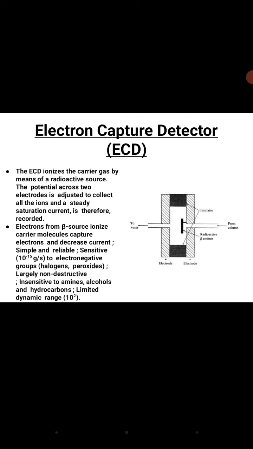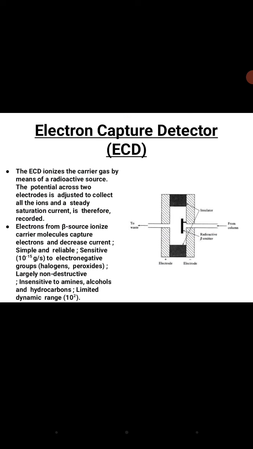Now let's study the last one, the electron capture detector, that is the ECD. ECD ionizes the carrier gas by means of a radioactive source. The potential across two electrodes is adjusted to collect all the ions, and a steady state current is therefore recorded.